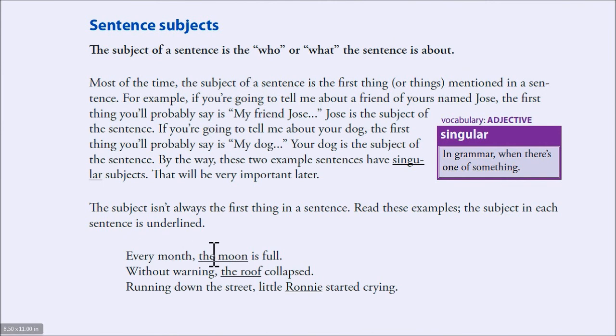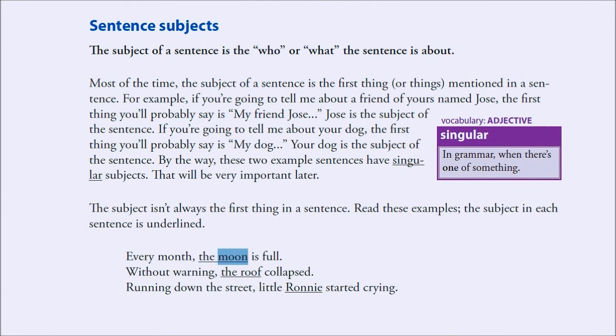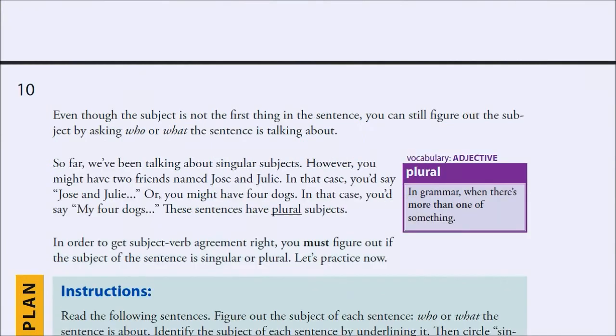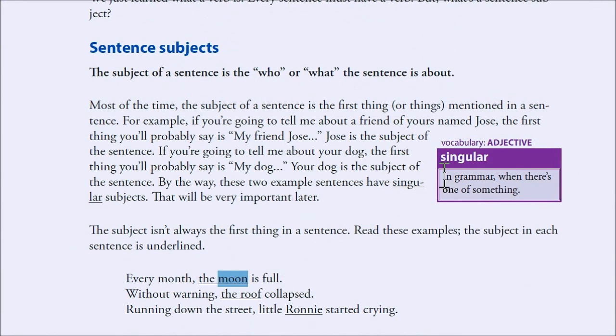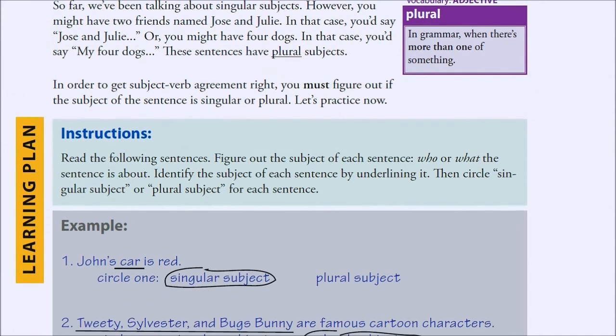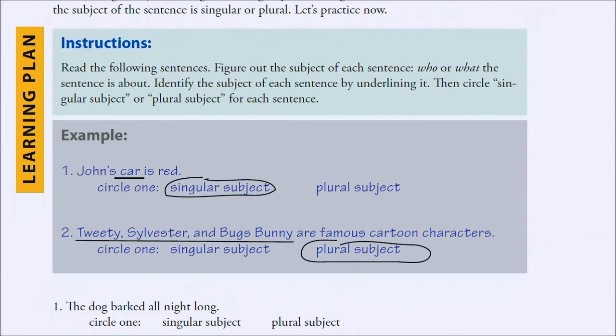For example, "Every month the moon is full." Well, moon is the subject of the sentence. "Without warning, the roof collapsed." Roof is the subject of the sentence. All right, so you have to look and see which is the subject, and then you have to decide, is the subject singular or is the subject plural? And then the verb has to agree with whether the subject is singular or plural.